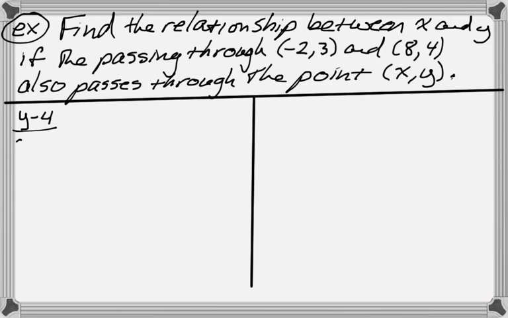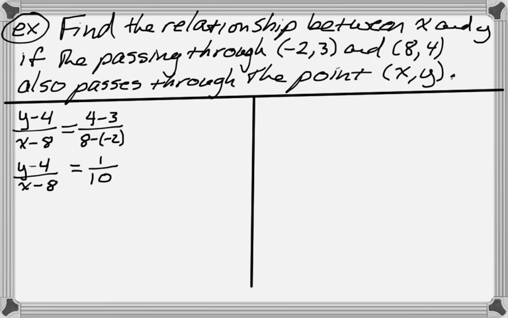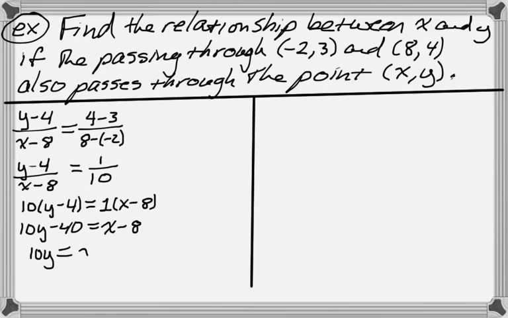So let's do this. So (y - 4) over (x - 8), that's one form of the slope, and then (4 - 3) over (8 minus -2). So I've written the slope two different ways, and the slope has to remain constant, so they must be equal to each other. Do a little simplifying. I'm going to cross multiply here. Distribute. I'm going to add 40 to both sides. Now I'm going to divide both sides by 10.